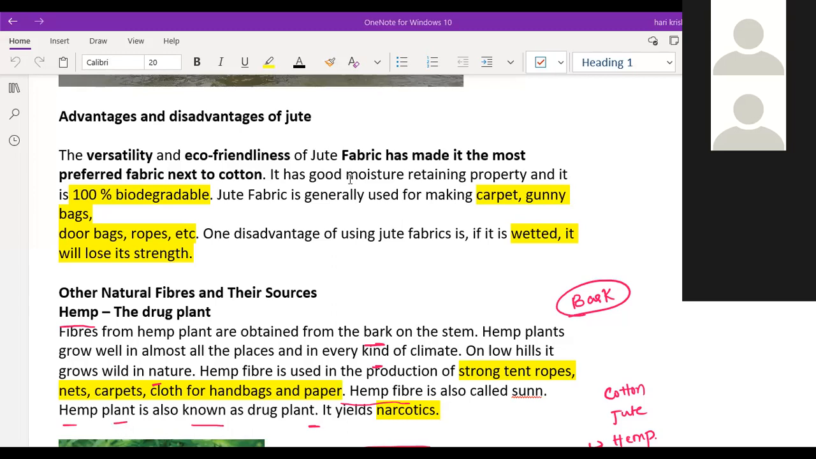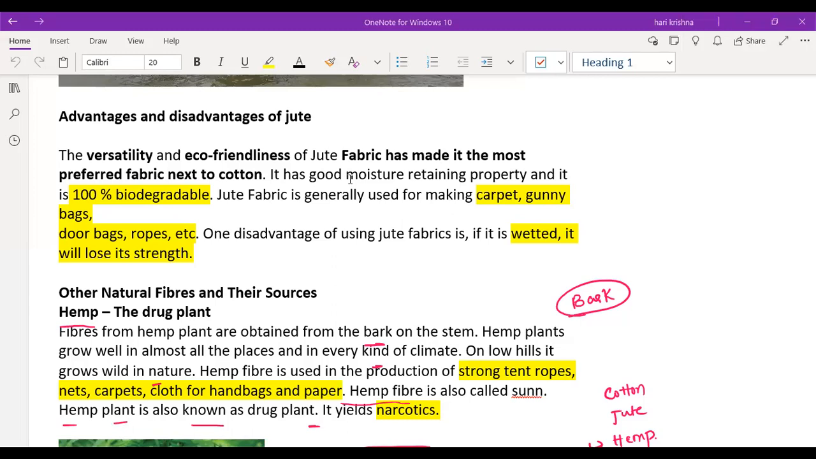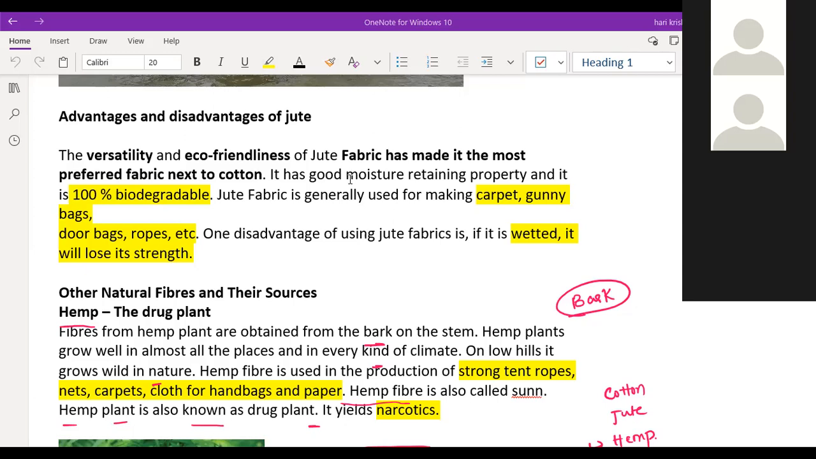Next. Sir, you can make many things: door bags, ropes, carpets. So versatility means a single product can be used for the preparation of n number of products. You can prepare different types of products. That is versatility. Eco-friendliness: it is biodegradable in nature, which will decompose in the earth's crust itself. These are the two advantages of jute fiber.